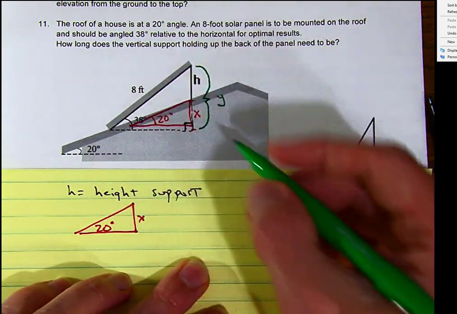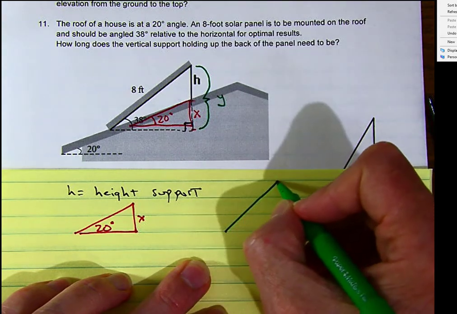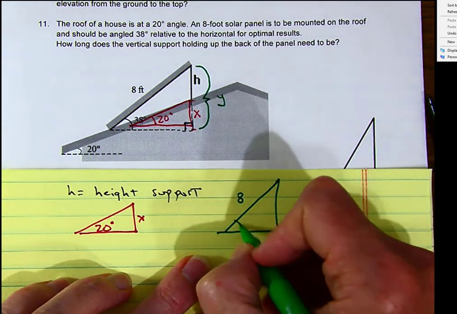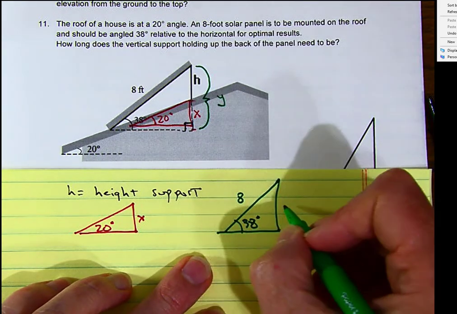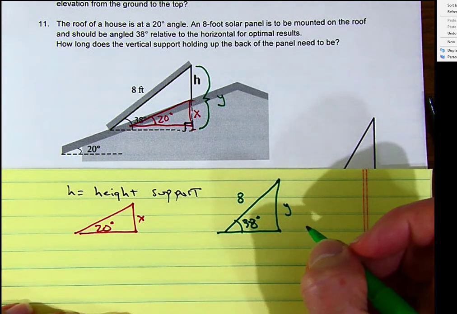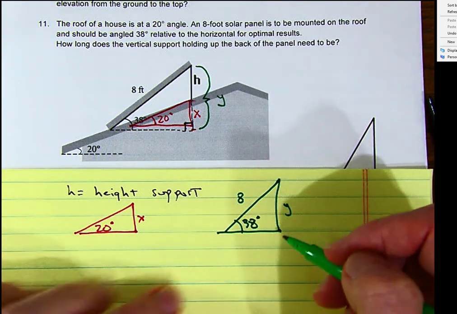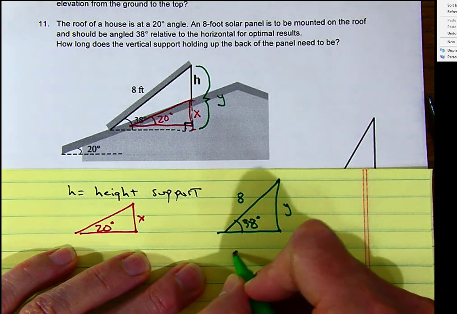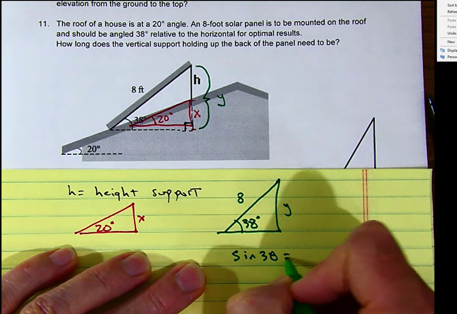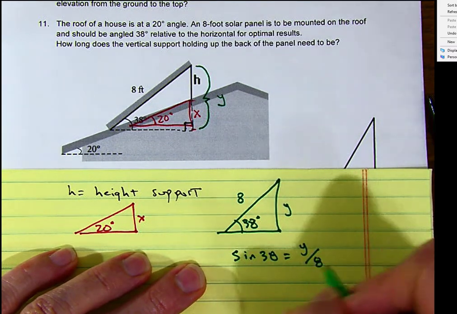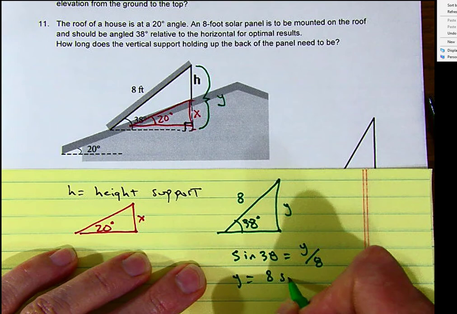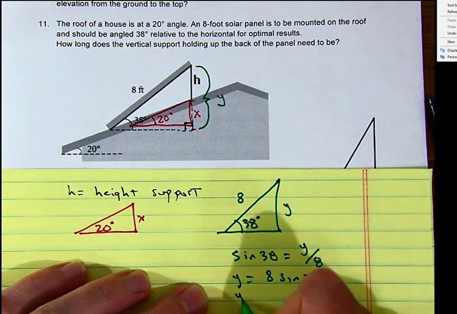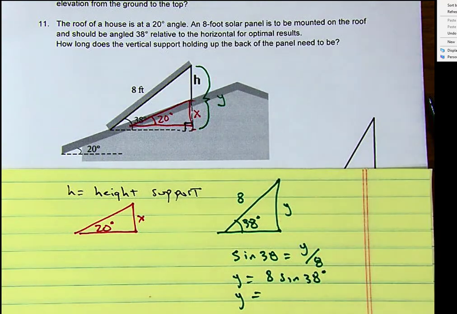I'm going to make a green triangle out of this bigger one. Now the bigger one, we have more information. This is 8. This is 38 degrees, and this is y. That's completely solvable. And so let's get started with that. We know that sine of 38 is going to equal opposite over hypotenuse. So y equals 8 sine 38 degrees, and we're going to have our y calculation here.